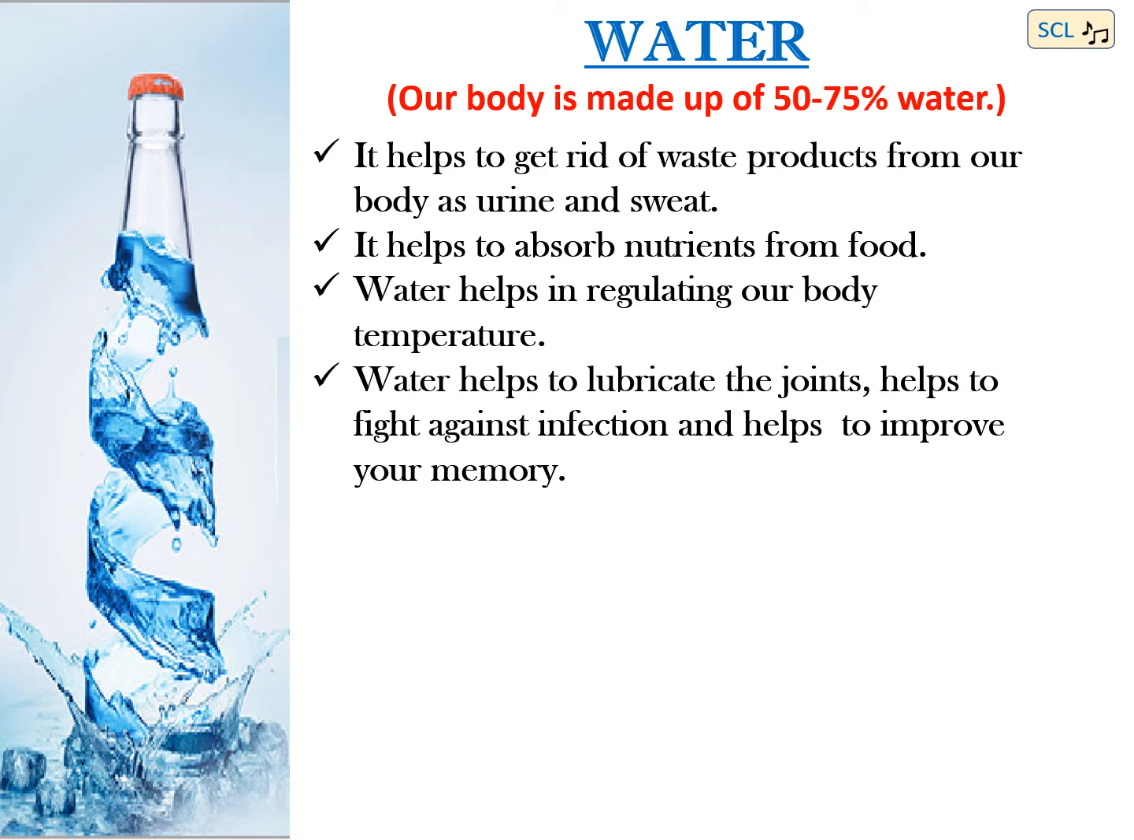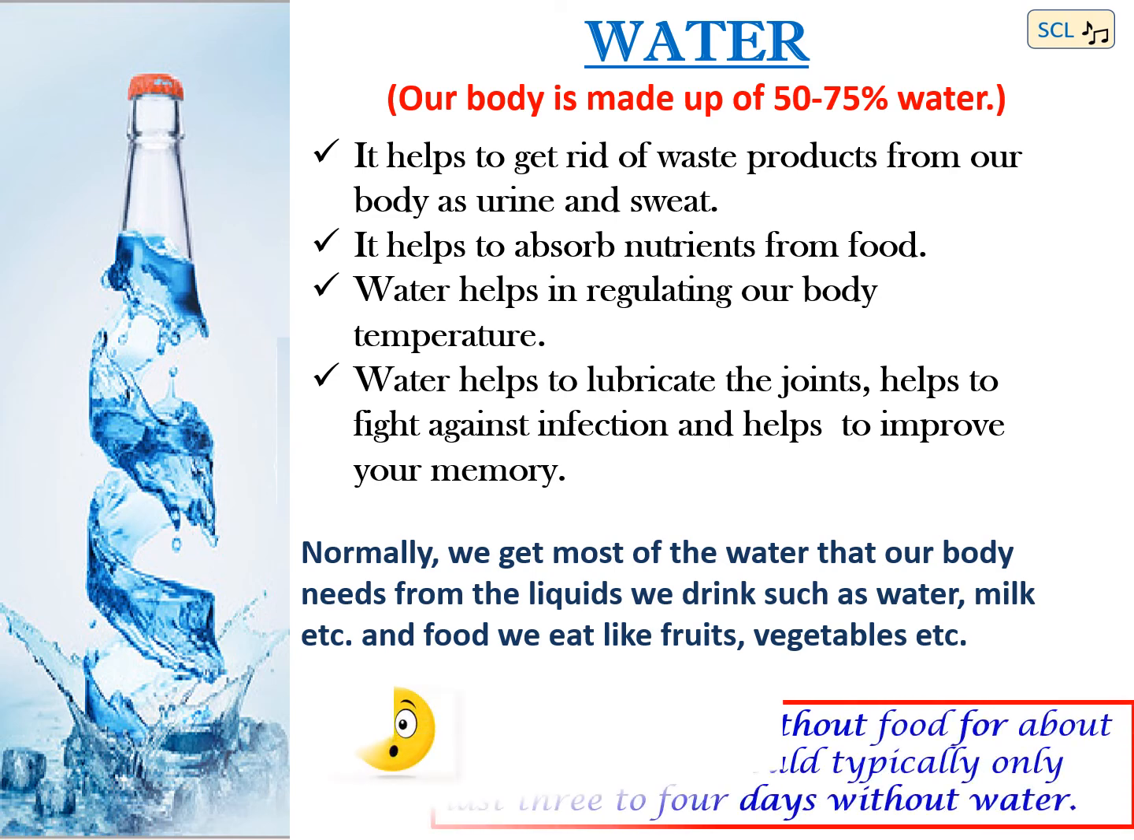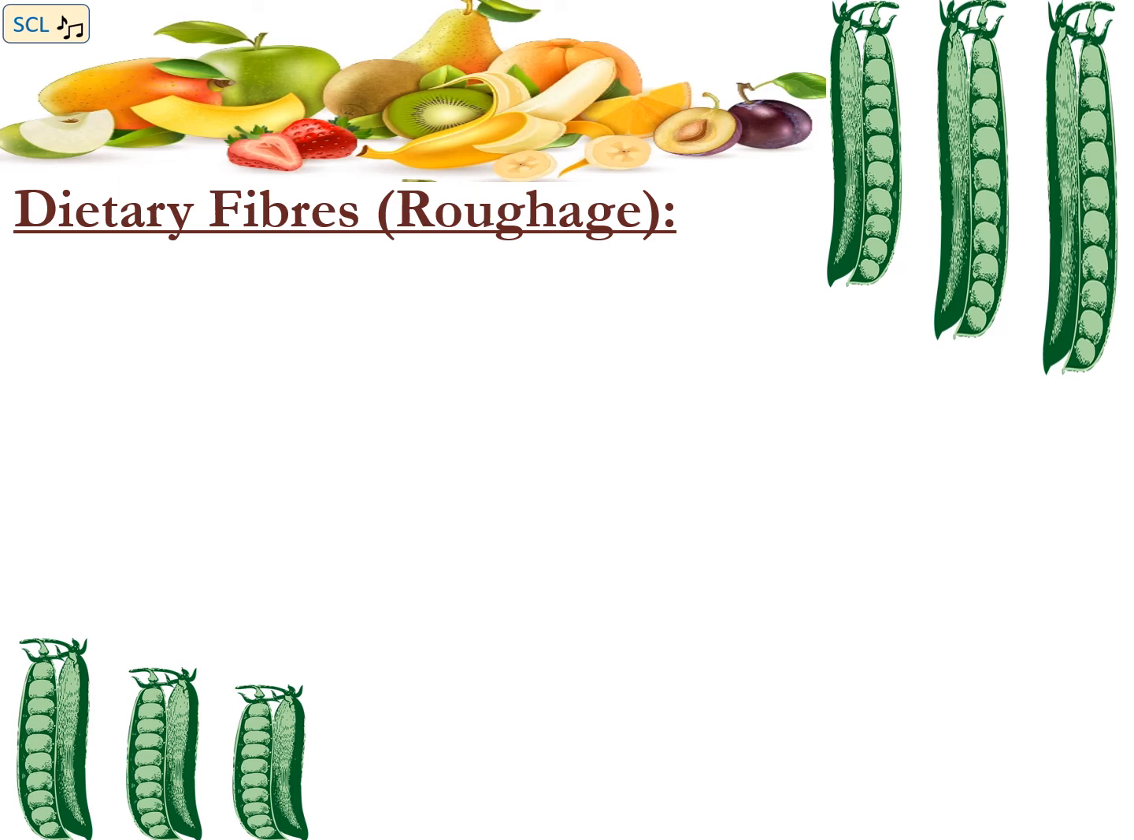And from where do we get water? Normally, we get most of the water that our body needs from the liquids we drink such as water, milk, etc. and also the food we eat like fruits, vegetables, etc. We can live without food for 2-3 weeks, but without water, 3-4 days only.